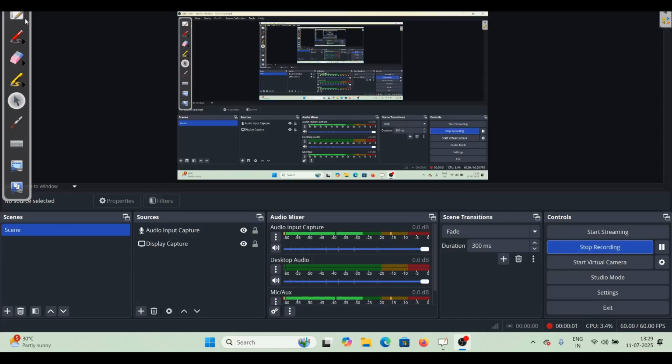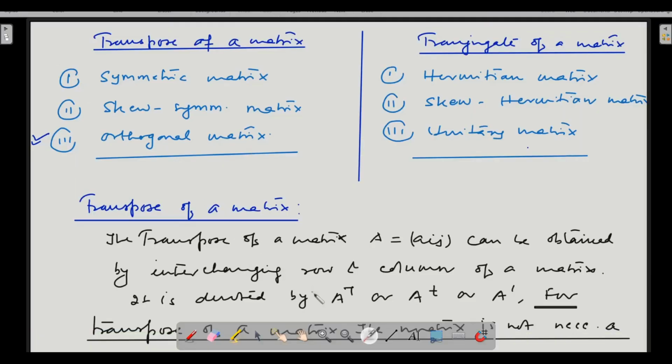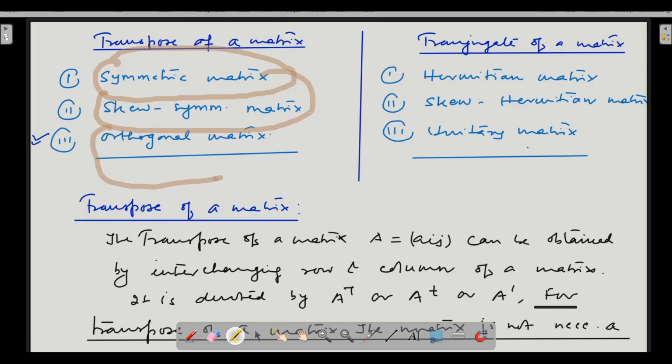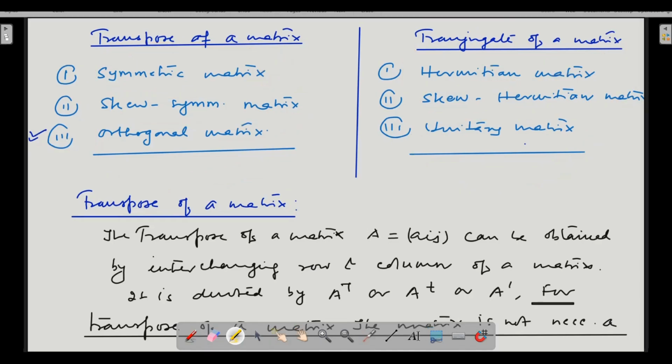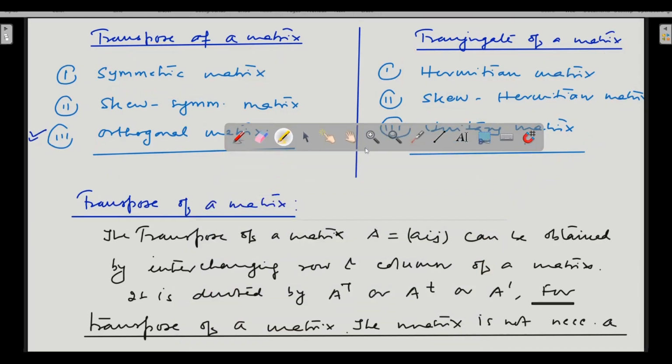Let's have a look at the transpose of a matrix. There are three topics in the transpose of a matrix that we are going to cover in the upcoming lectures: symmetric matrix, skew symmetric matrix, and orthogonal matrix. And in the tranjugate of a matrix, there will be three topics: Hermitian matrix, skew Hermitian matrix, and unitary matrix. This will be the agenda of upcoming classes.